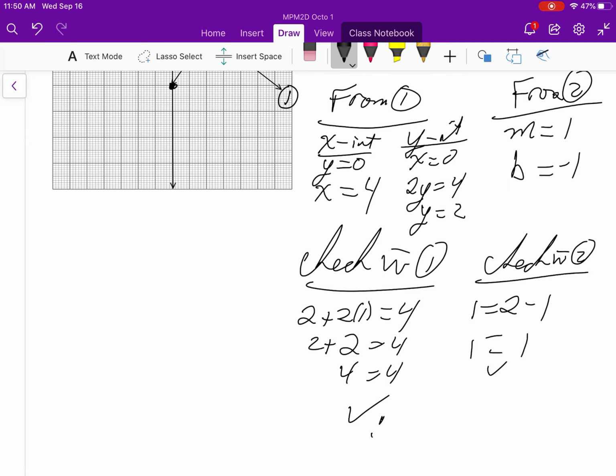So now we can say that, therefore, the solution is the point (2, 1). In the next video, we'll take a look at the next example.